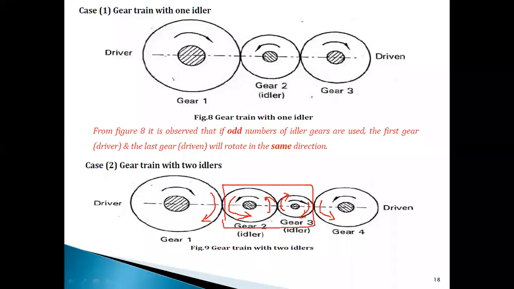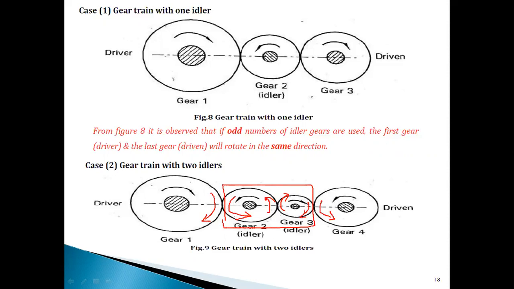As I was saying, if we have an even number of idler gears, always keep in mind that the direction of rotation of the driver gear and the direction of rotation of the driven gear are in opposite directions. Many times a small question is asked regarding this in the examination: if there are 8 gears in position and 6 of them are idler gears, what is the direction of rotation of the driver gear and driven gear? Option A, same. Option B, opposite. Option C, neither A nor B.